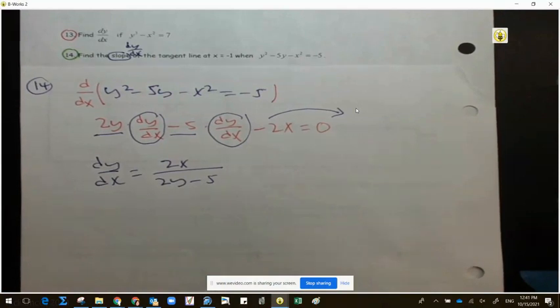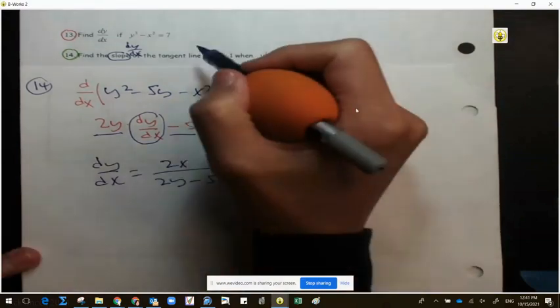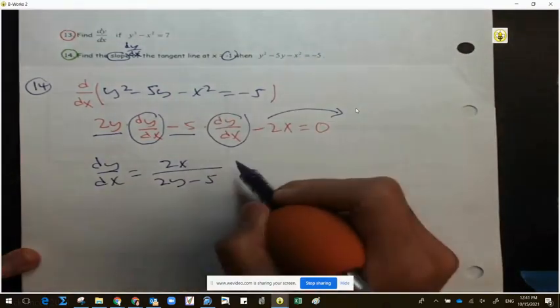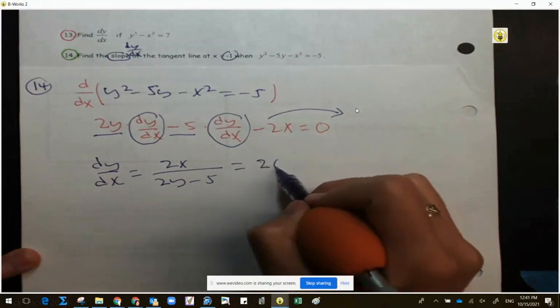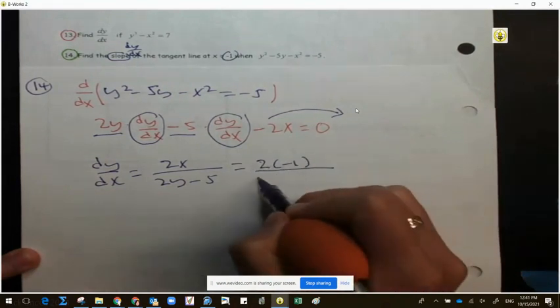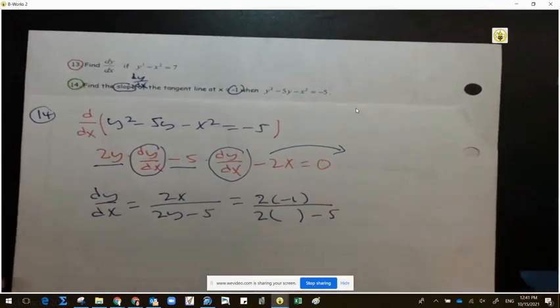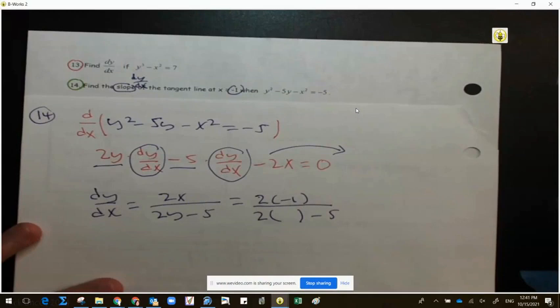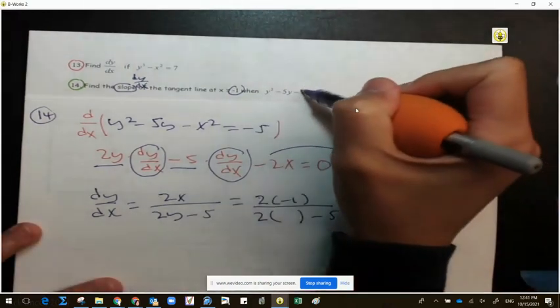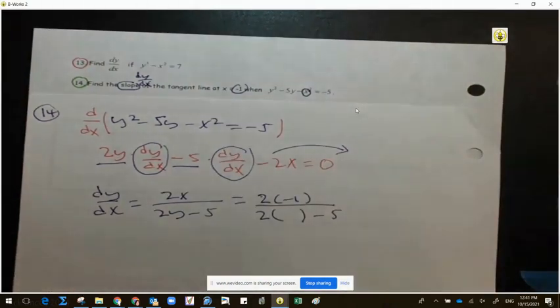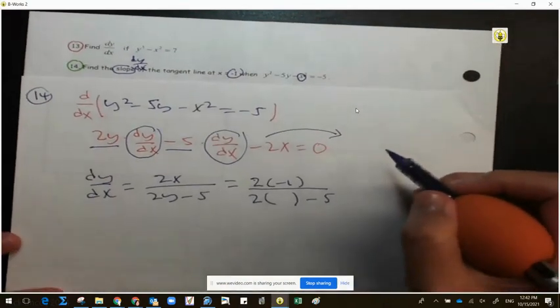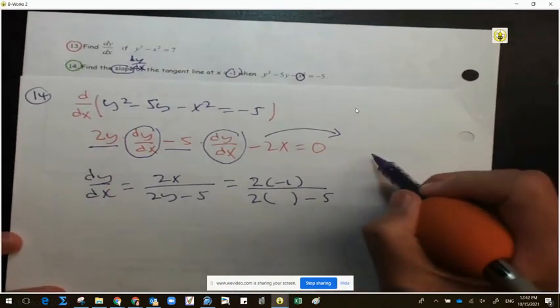So at this point, do I know what the x is or the y is? What do I know first? We know the x is -1. So I'm going to go ahead and plug it in. 2 times -1. And for the y piece, I have no information. Where would I find the y piece by the given information? Can I plug in the x and solve for y? Yep. So let's do a recap.